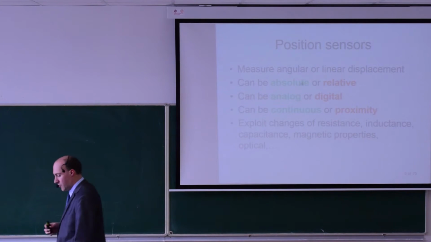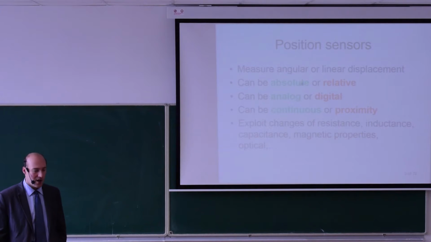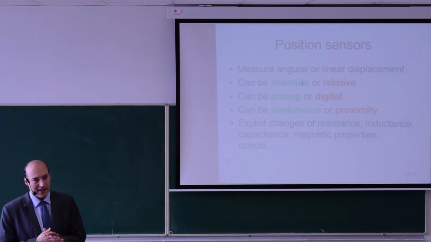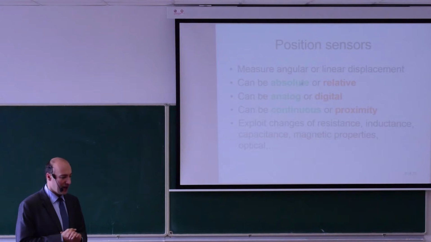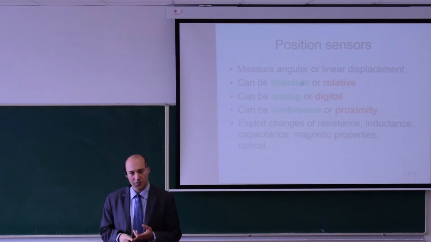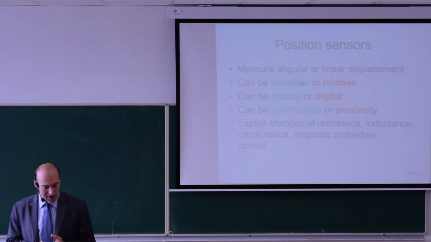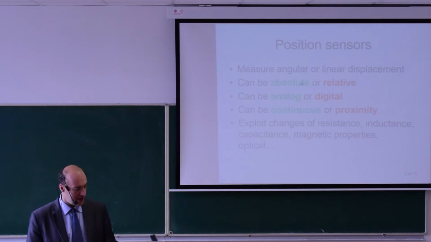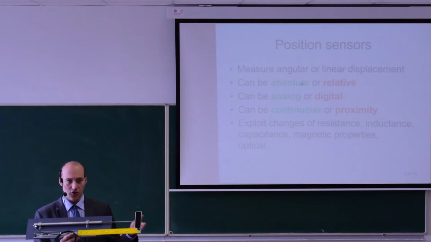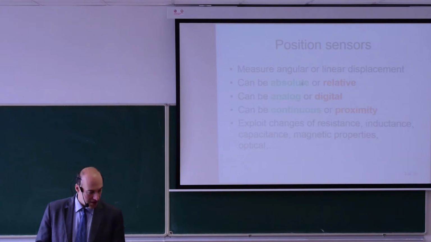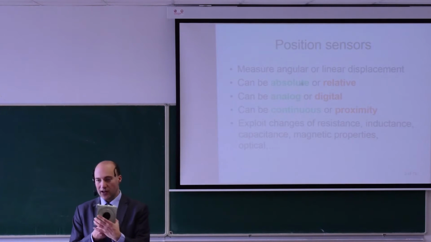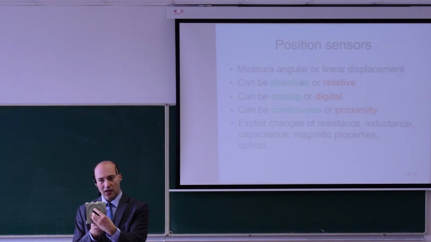There are many types of position sensors. You may distinguish them based on various criteria. One of the criteria that you can have is if the sensor is measuring linear or angular displacement. So, for example, here I have a sensor for linear displacement, so you may use it to detect some position of a linear axis. But some other sensors may be designed for angular displacement, such as a sensor like this.